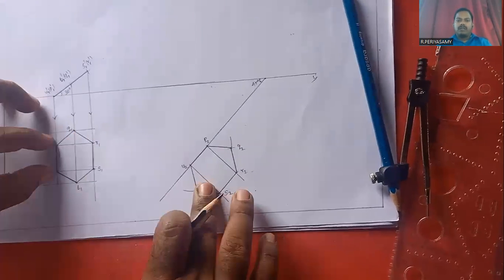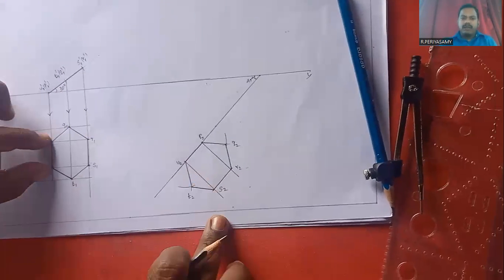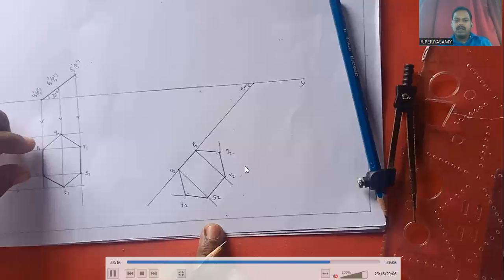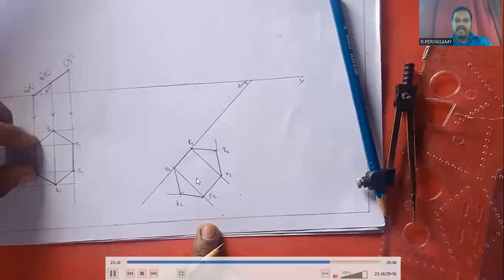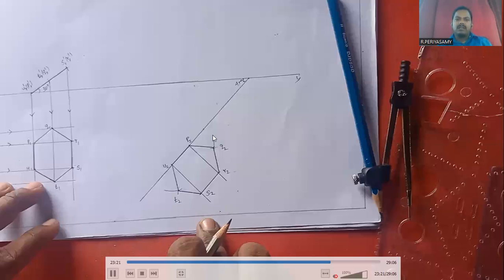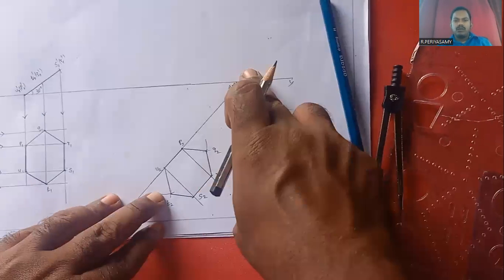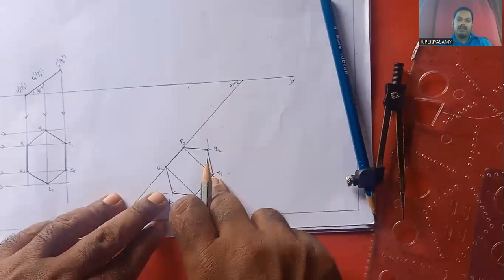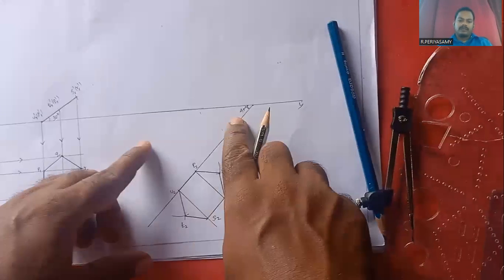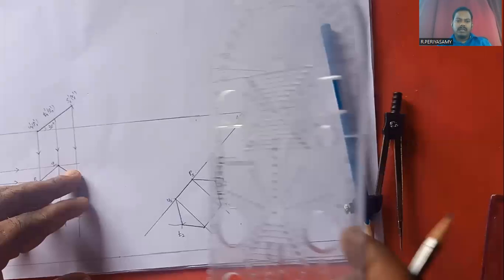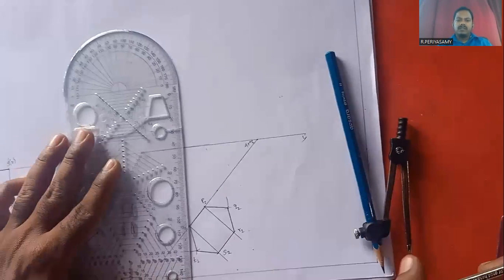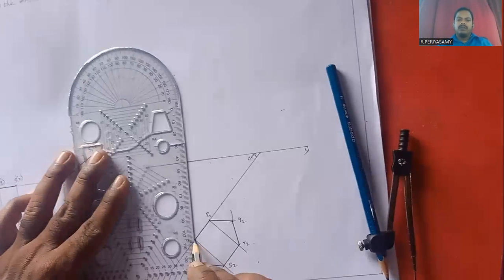For that purpose, we extend the final top view projection. This is the final top view projection when the hexagonal plate is inclined at 45 degrees to the VP. These points are projected in the upward direction. We draw the vertical upward lines from the top view points, using the scales.